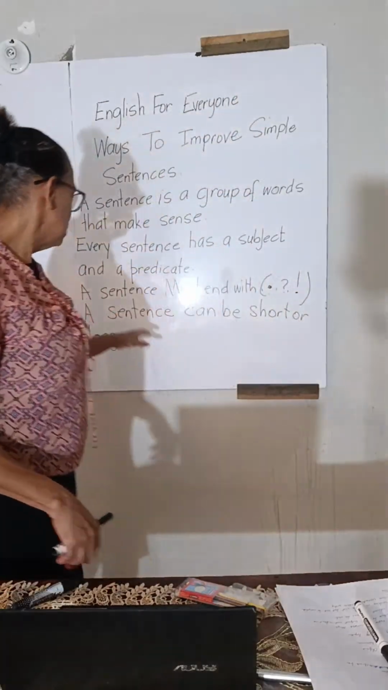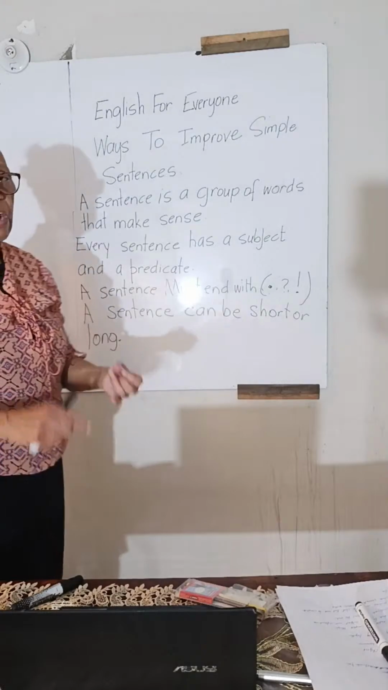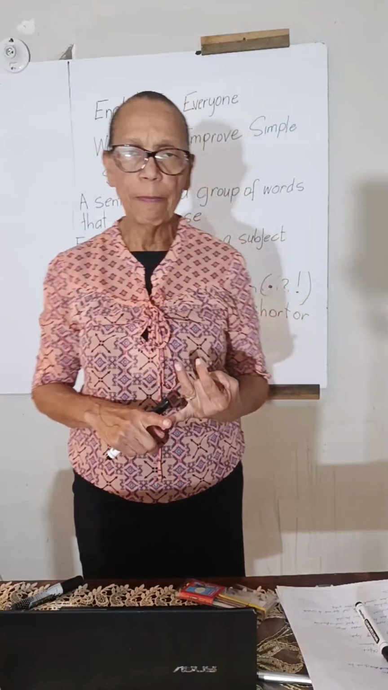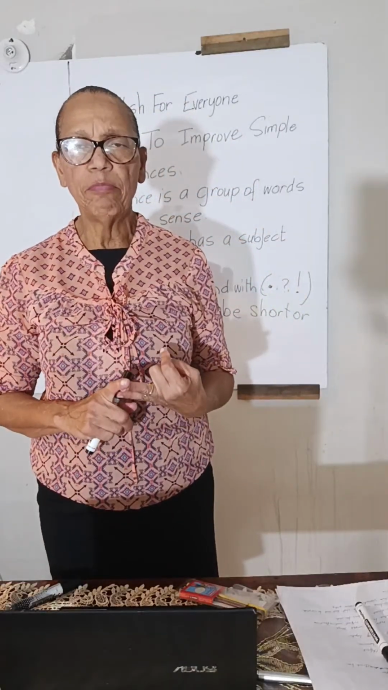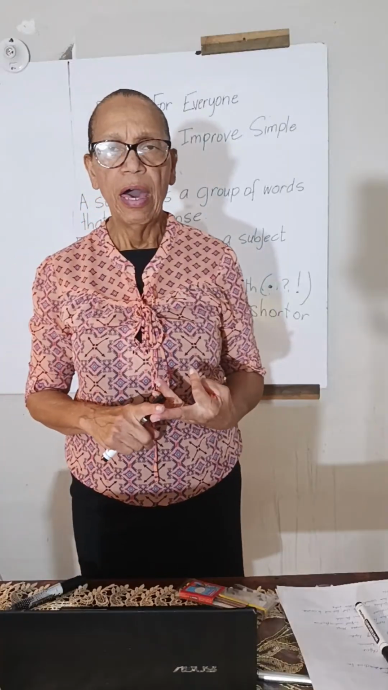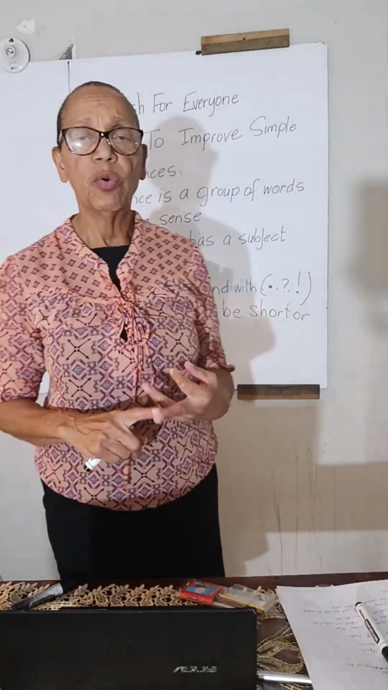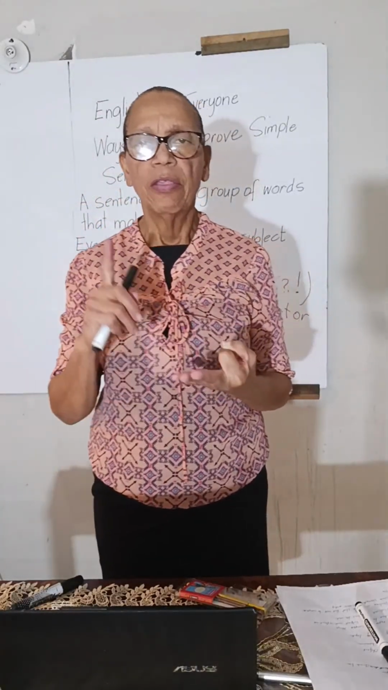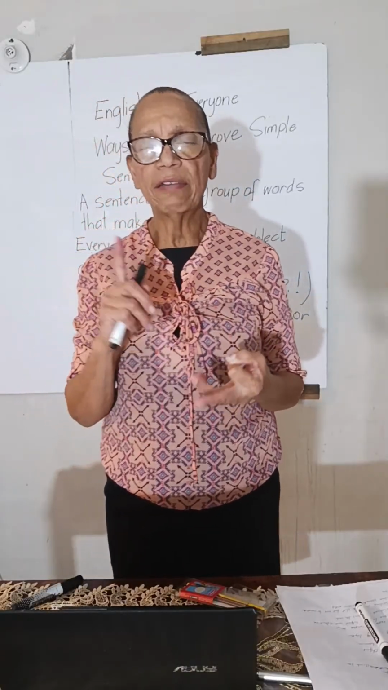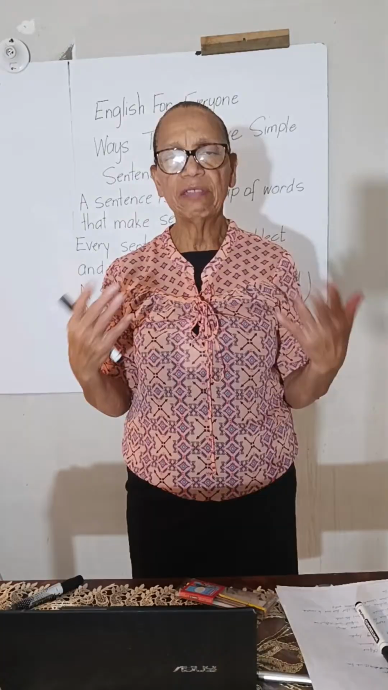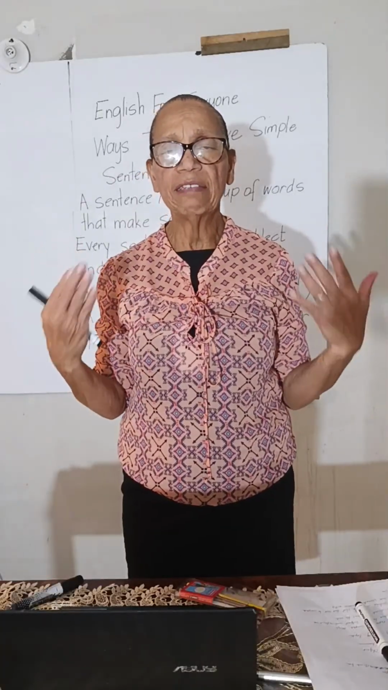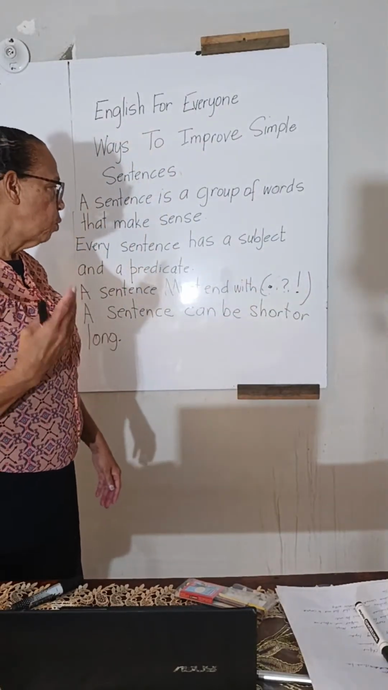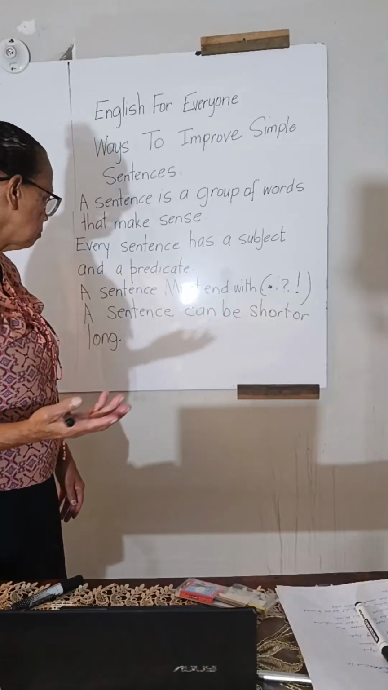The next one we discussed, a sentence must end with either a full stop, an exclamation mark or a question mark. These are end marks. So you have 3 end marks: the full stop, the question mark, or the exclamation mark. So every sentence that you write must have one of these.